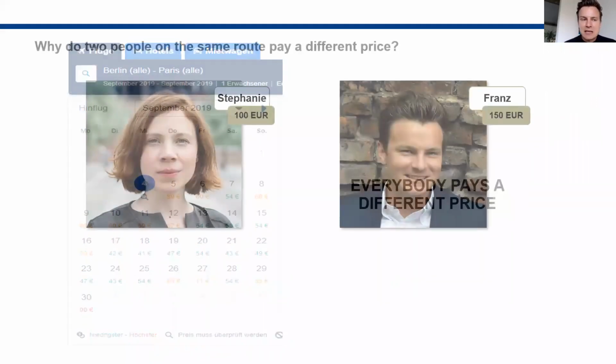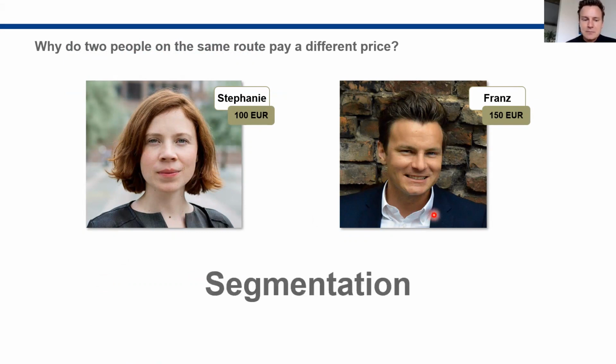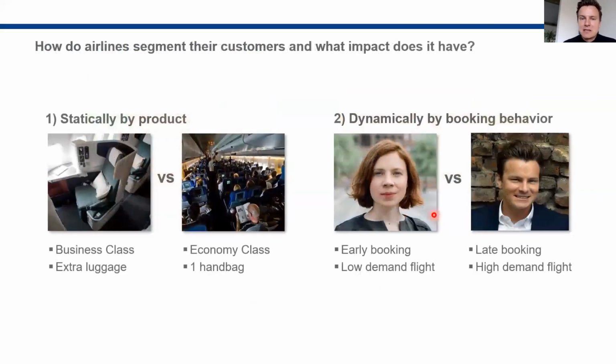But how do airlines actually do it? How do they make us pay a different price for the same route that we actually fly from Berlin, for example, to Paris? For example, Stephanie pays 100 euro and I pay 150 euro. The key term behind this is called segmentation. So basically the airlines segment their customers based on two different things.